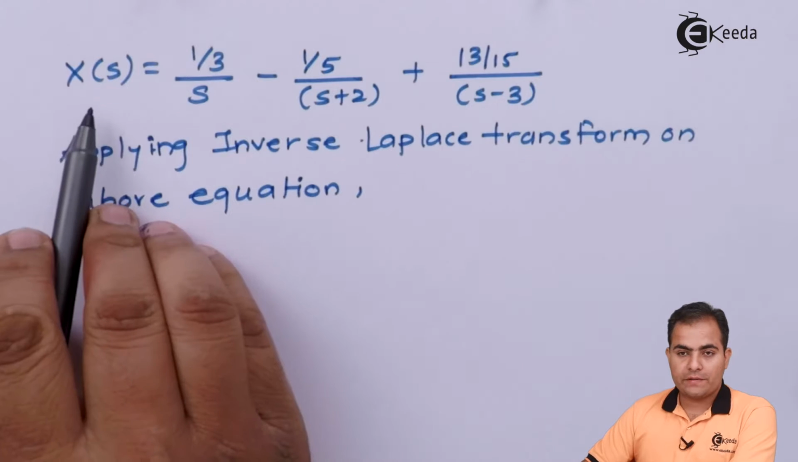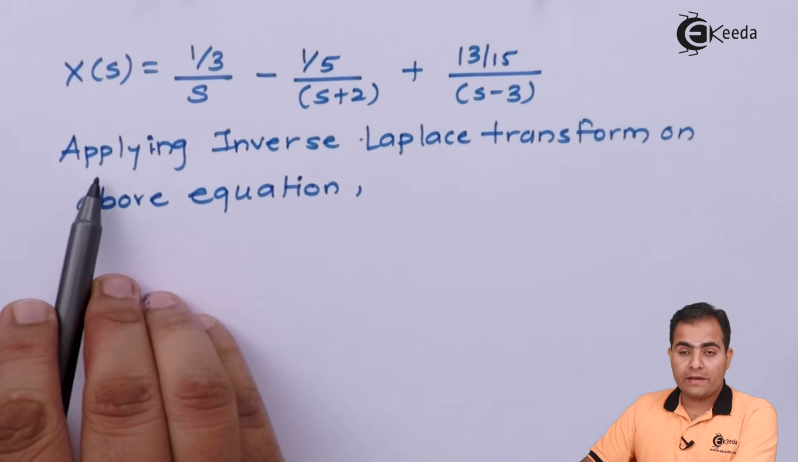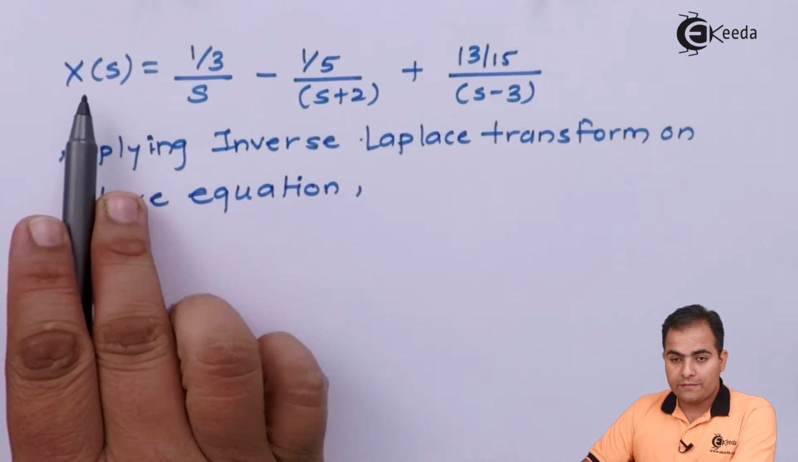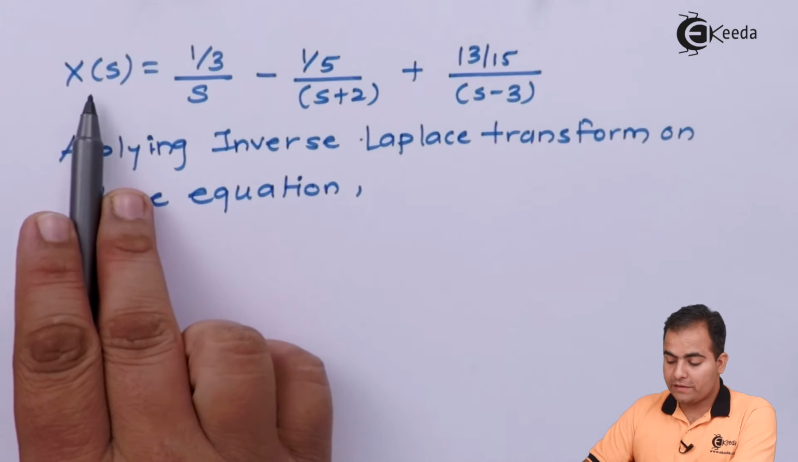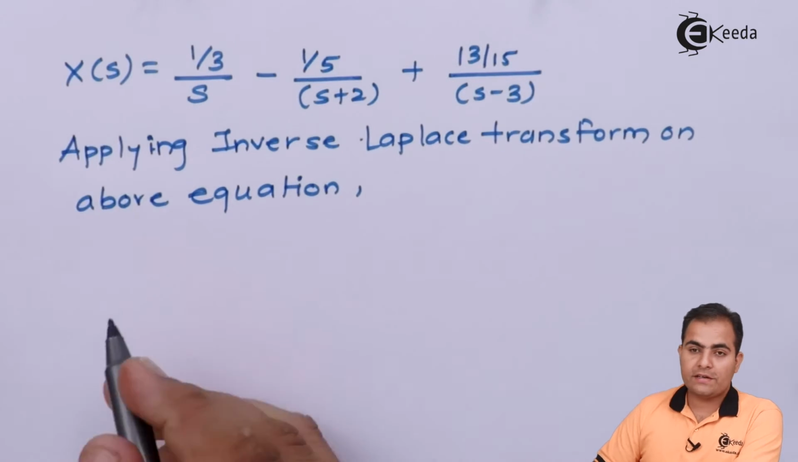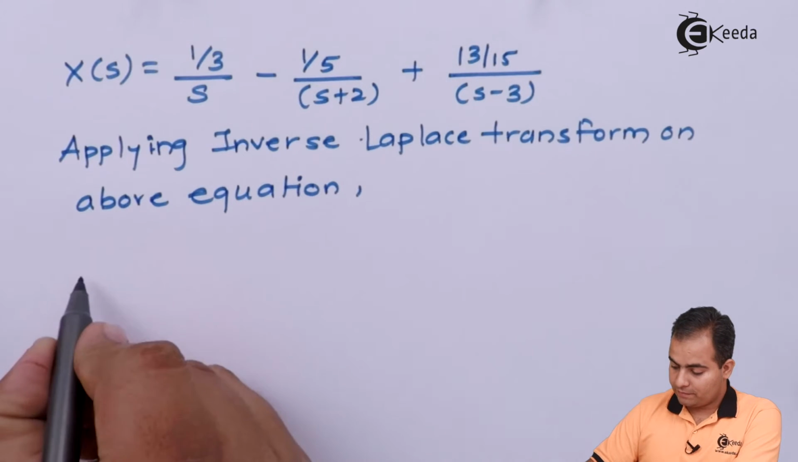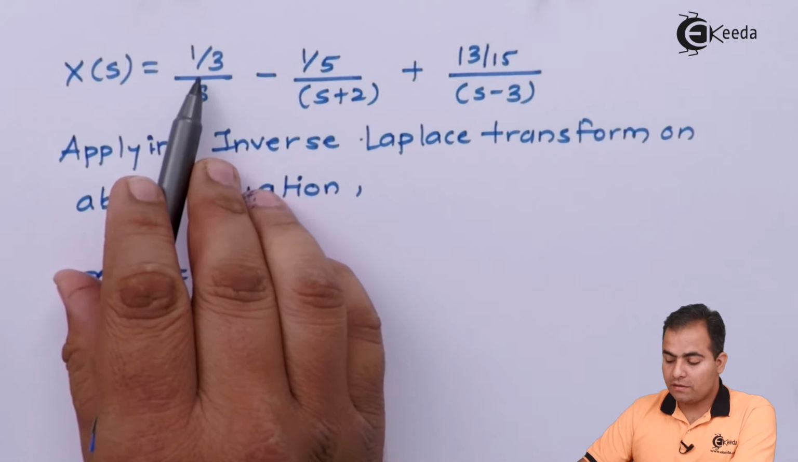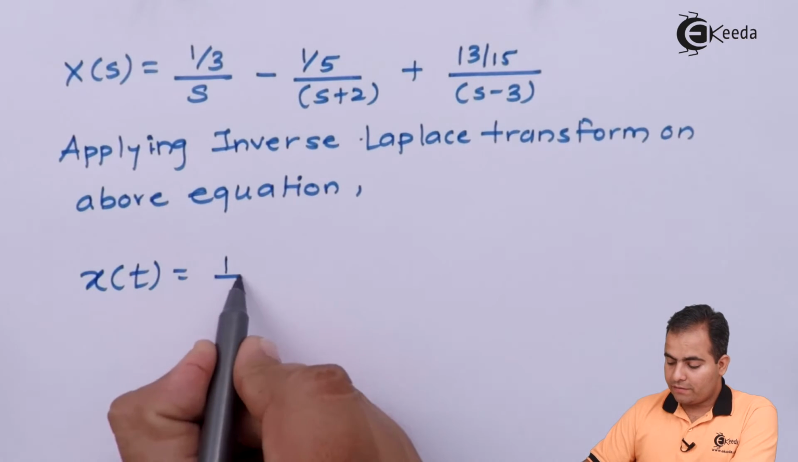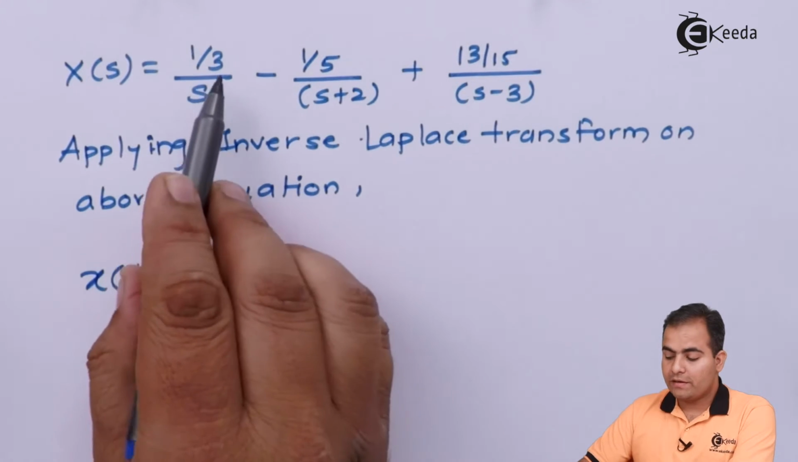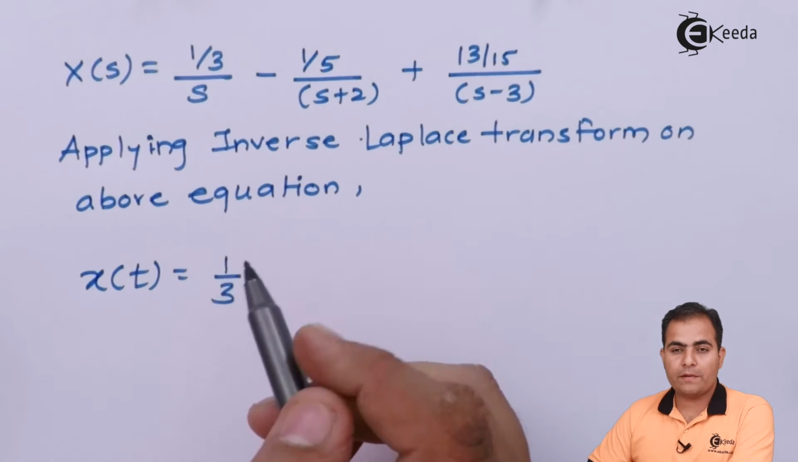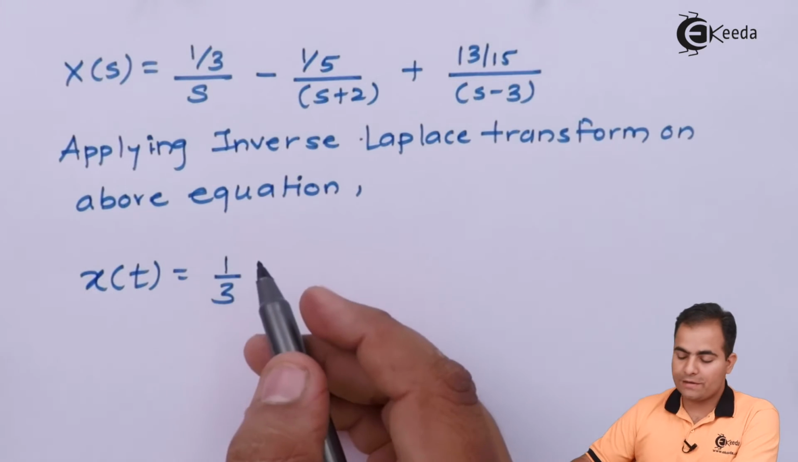Now this was our X of s. Now I'm going to apply inverse Laplace transform on both the sides of this equation. So after applying inverse Laplace transform on left hand side, the X of s is represented by x of t. Now here the 1 by 3 is constant, so I'll write it first, and now what we will get, after removing 1 by 3, we have only 1 by s, and the inverse Laplace of 1 by s is nothing but my unit step u of t.